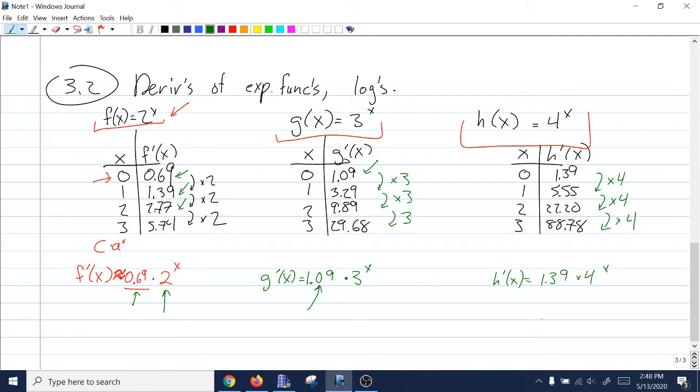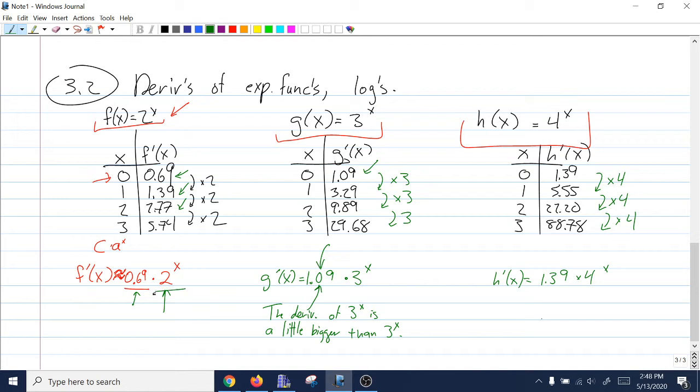It looks like the derivative of 3 to the x is a little bigger than 3 to the x. These derivatives are numbers that are a little bit bigger than themselves. 3 to the 2 would be 9. This is a little bigger than 9. 3 to the 3 would be 27. This is a little bigger than 27. How much bigger? 9% bigger.